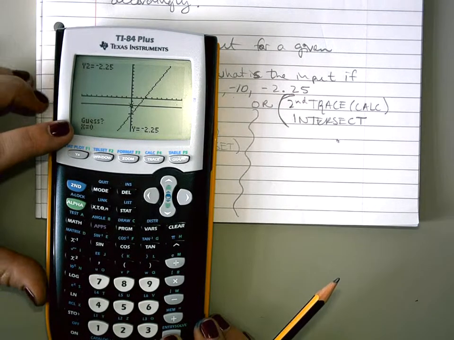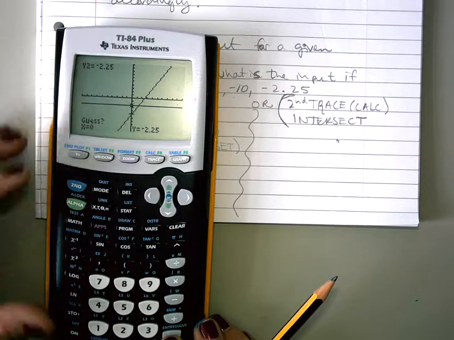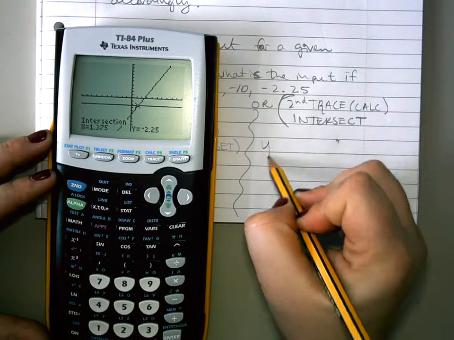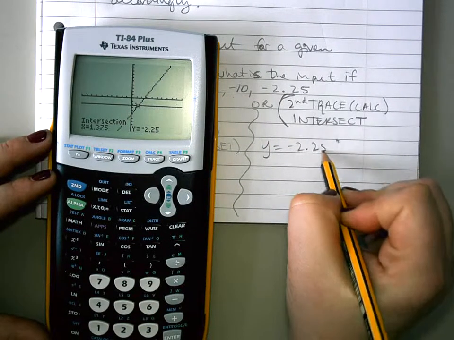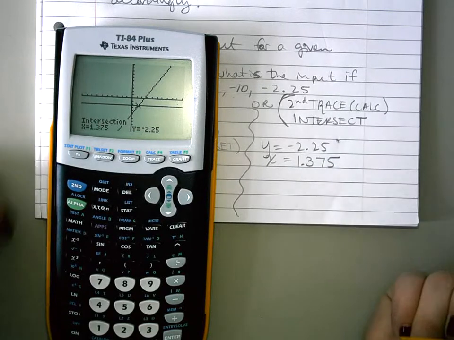They want us to guess at the closest intersection to the flashing cursor. Yes, there's our intersection. If y equals negative 2.25, then x equals 1.375. You might need to watch that one again.